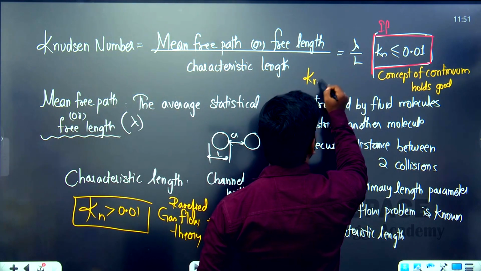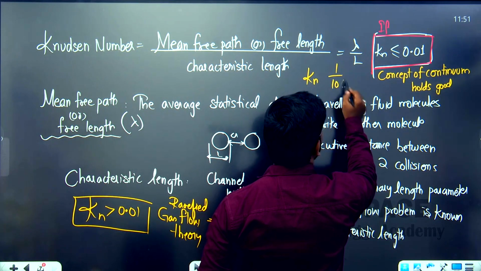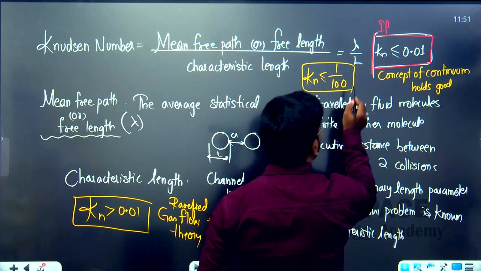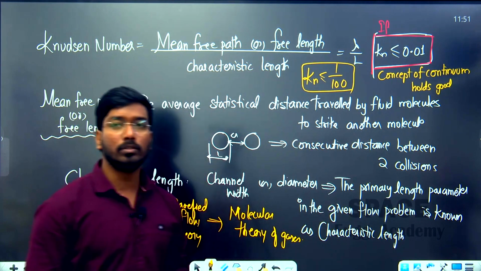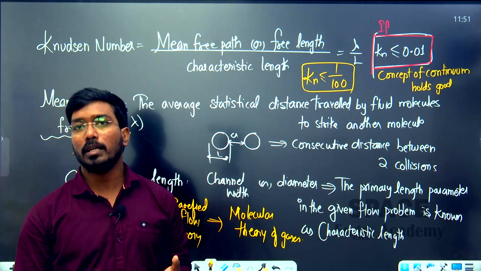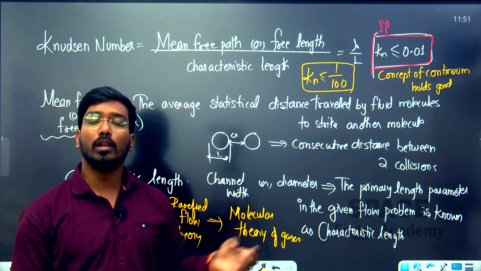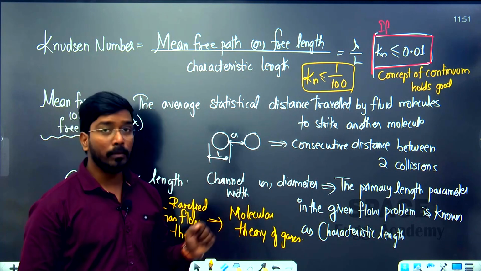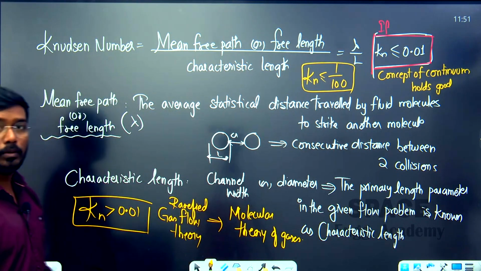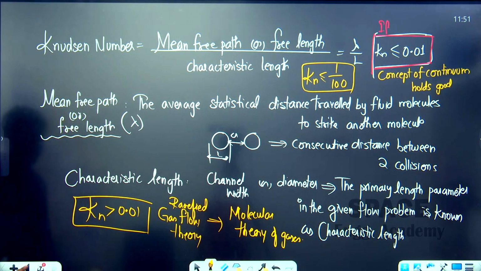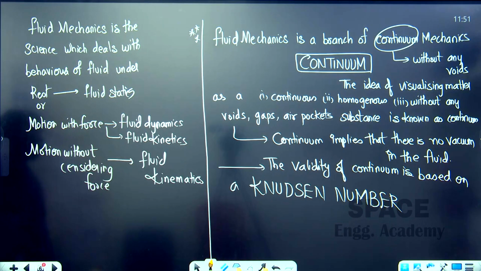If the Knudsen number value is less than or equal to 1 by 100, only then does the concept of continuum hold good, or else it is going to be studied in gases, that is molecular theory of gases. Okay, go through it. Pause the video and note it down. I'll go to the previous slide so that you can copy this slide also.